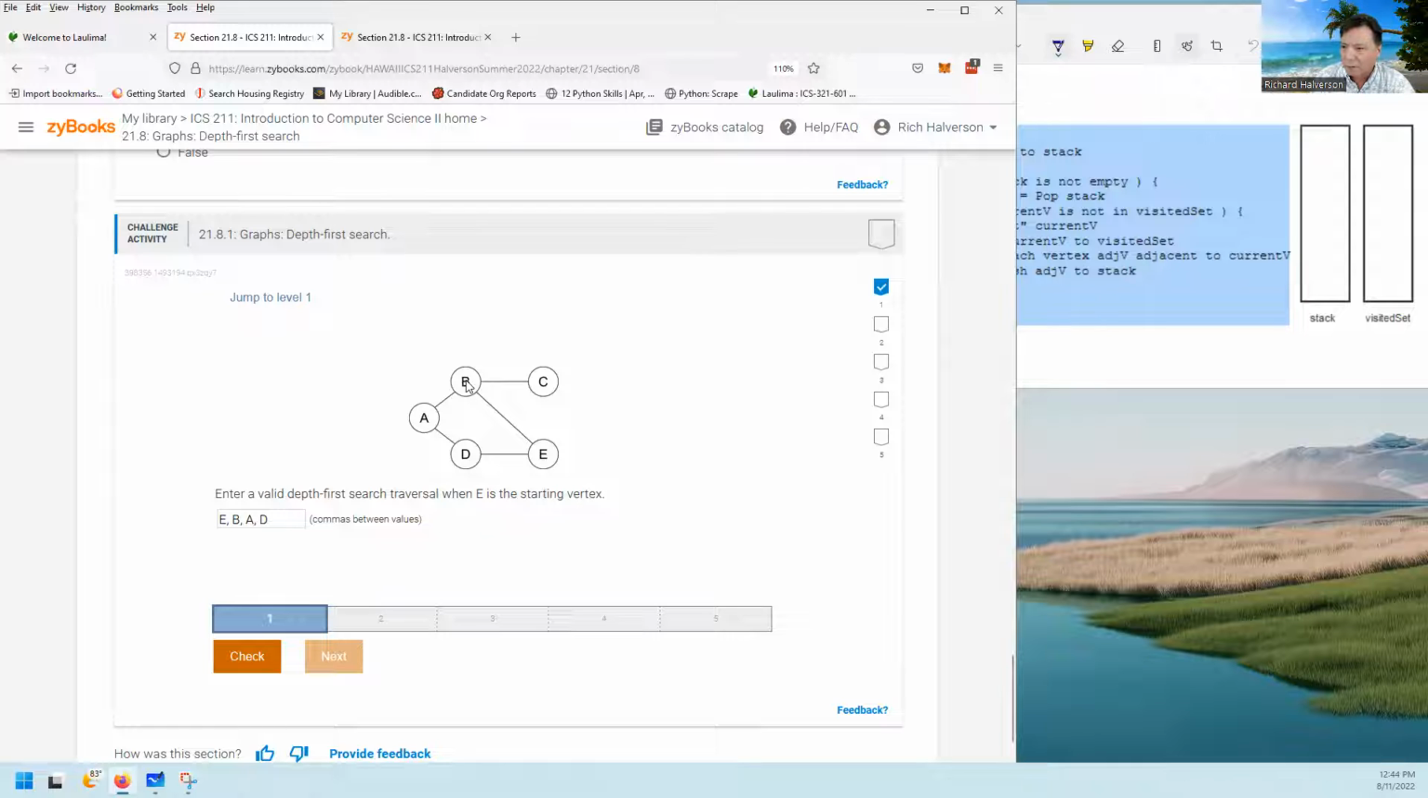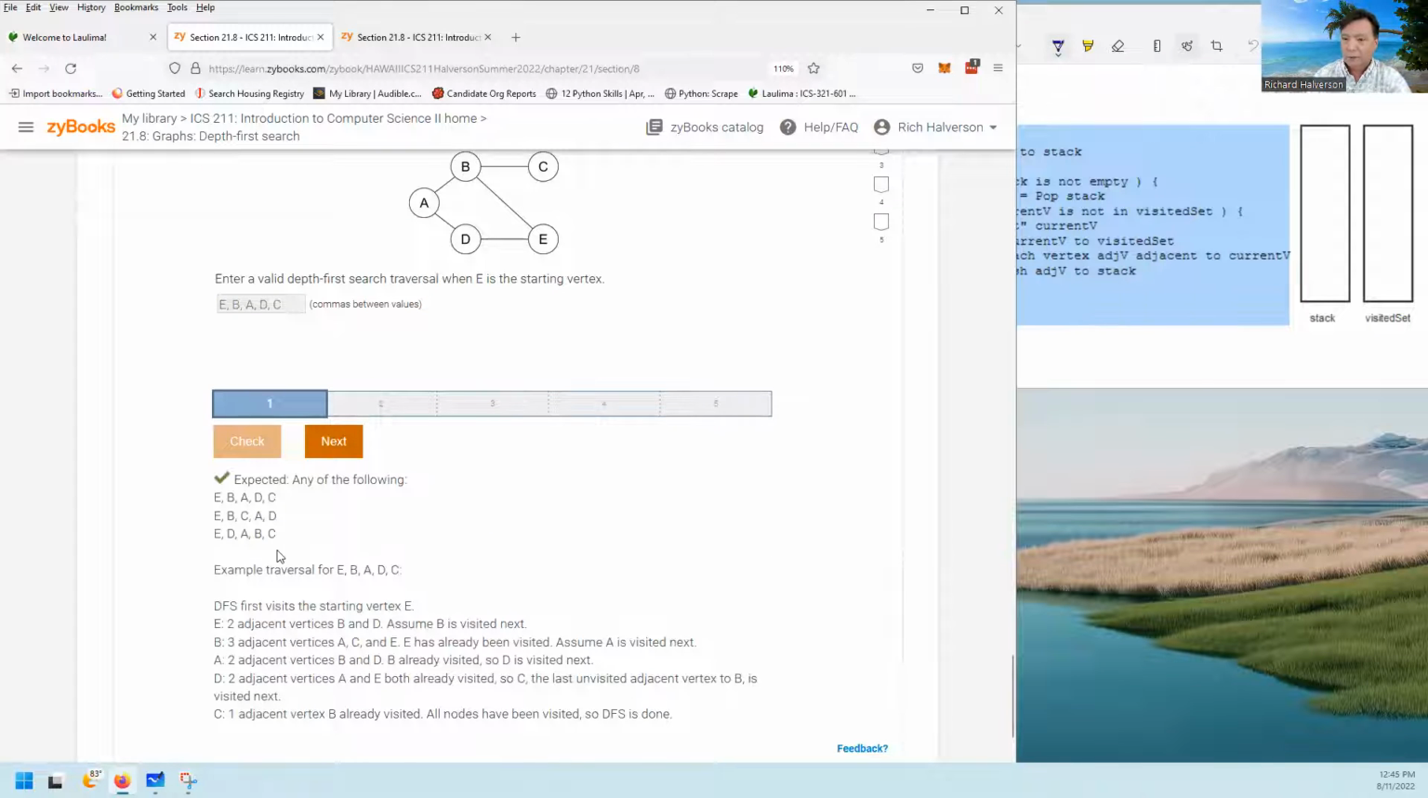Is there any place to go from B that we haven't been yet? Well, we can't go to A. We've been to E. We've been to A. We haven't been to C. So now we can go to C. So that'll be the last one we visit. Okay, and that's it. 1, 2, 3, 4, 5. All right.